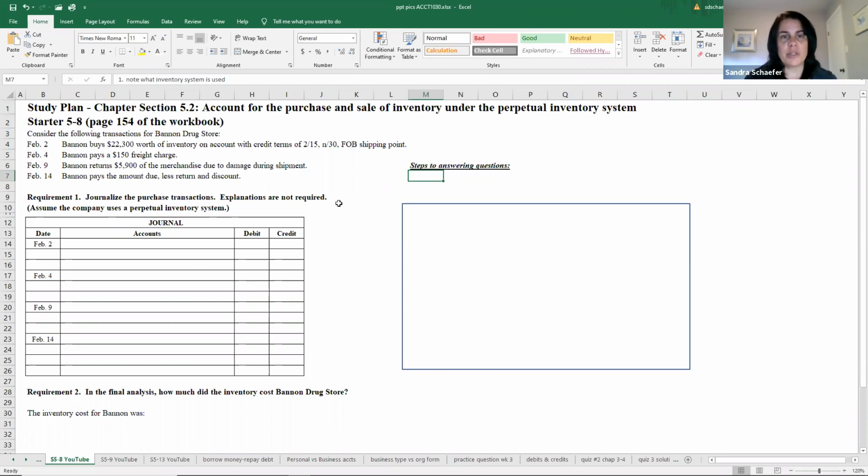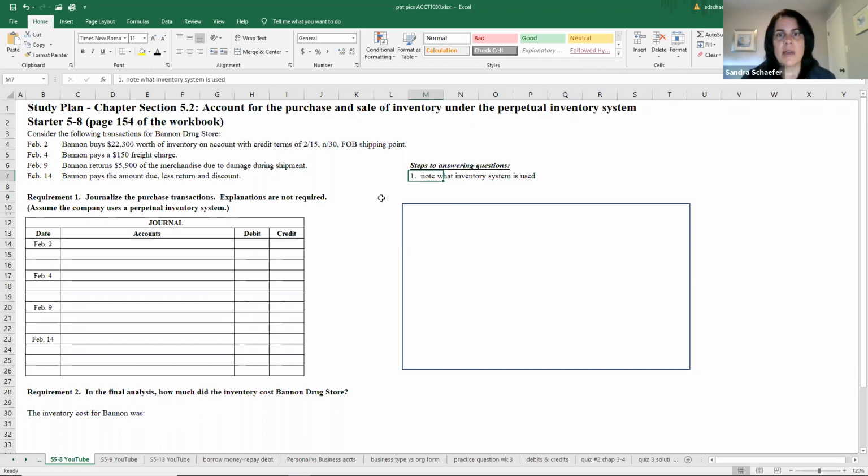I've put the question here in Excel to go through how to answer it. In this question, we are Bannon Drugstore, and there are a few transactions that have occurred. First requirement is to journalize these transactions, and the second requirement is to calculate how much the inventory cost is for the Bannon Drugstore. Some steps over to the right here to go through in answering these questions.